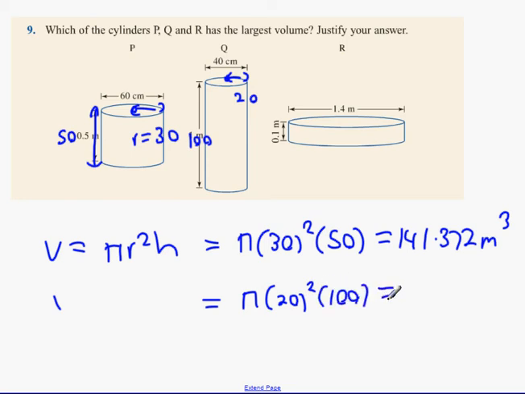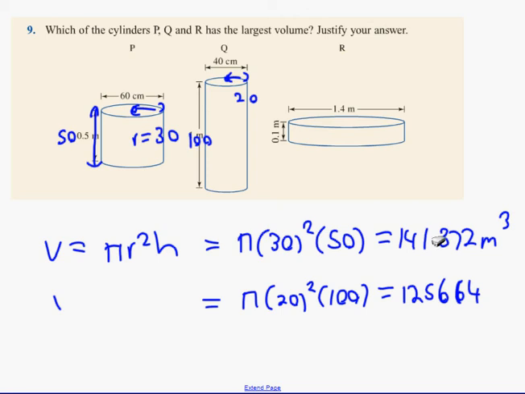So go again. This one equals pi times 20 squared times 100. And what do you get for that? 40,000 pi. Press the change button in the calculator. 125,663. Just call out the numbers. 1256. Slow down. 1256. 63.7. So 64.